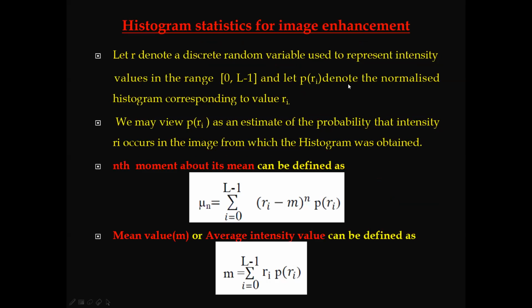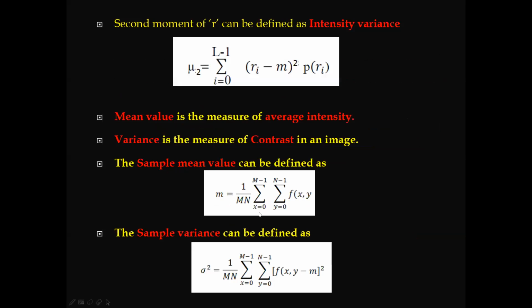For every histogram, we have some statistics, and the statistics for the histogram are moments. This is the definition of the nth moment: mu n equals summation i equals 0 to L minus 1 of (r i minus m) to the power n times p of r i. And the mean value, small m, equals summation i equals 0 to L minus 1 of r i times p of r i. So these are some of the histogram statistics. Similarly, the second moment, mu 2, equals summation i equals 0 to L minus 1 of (r i minus m) whole square times p of r i.